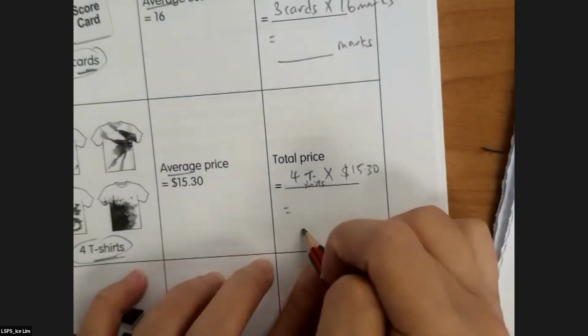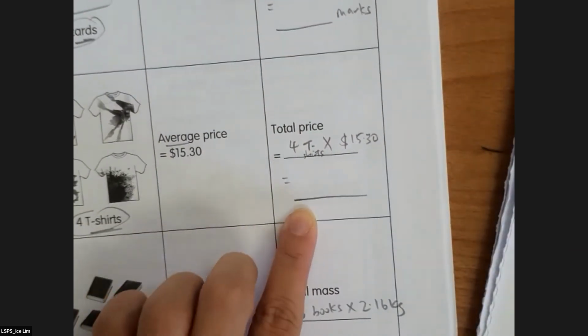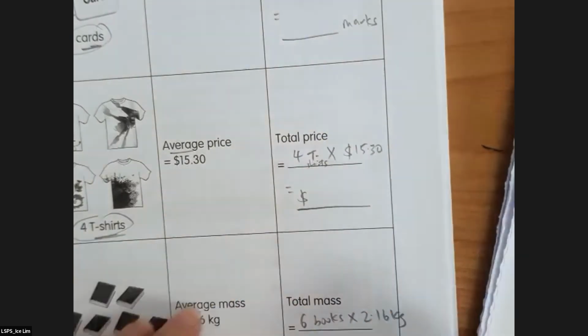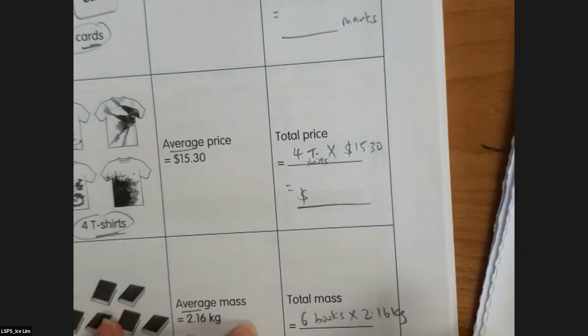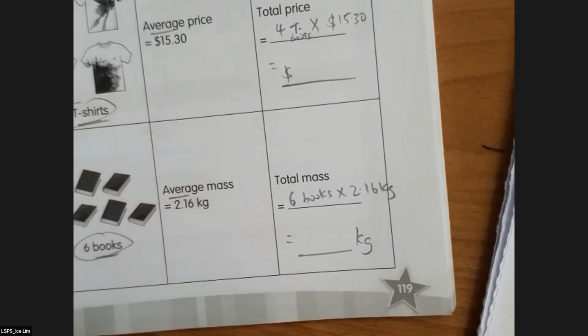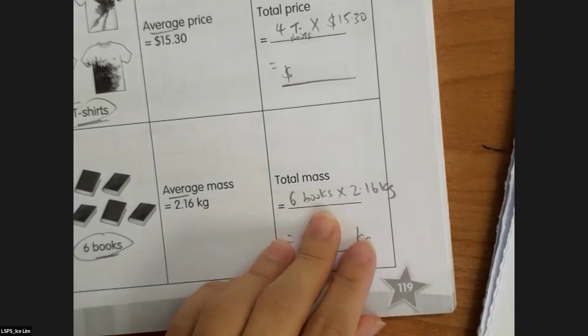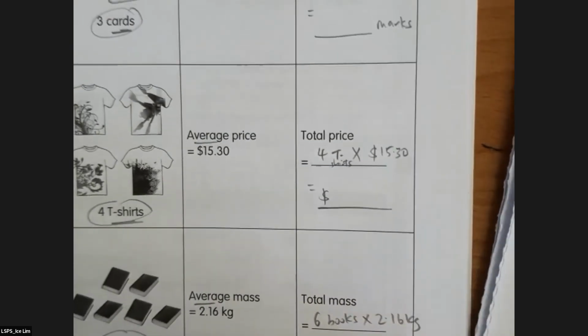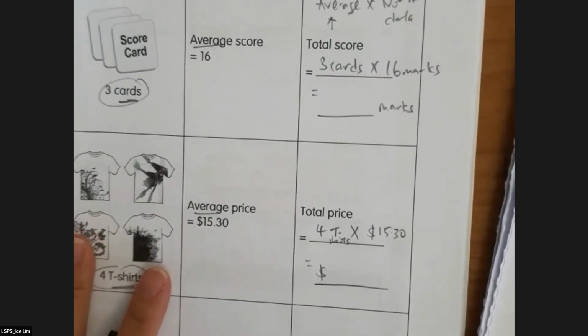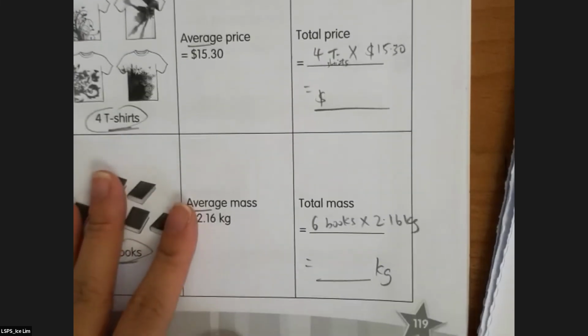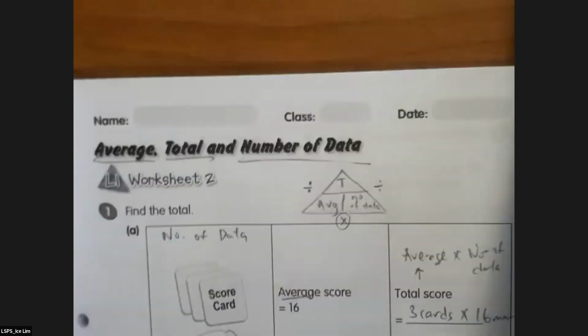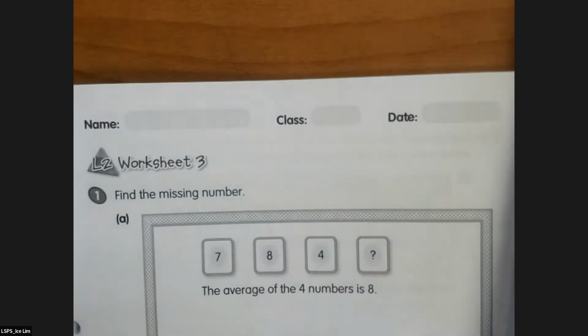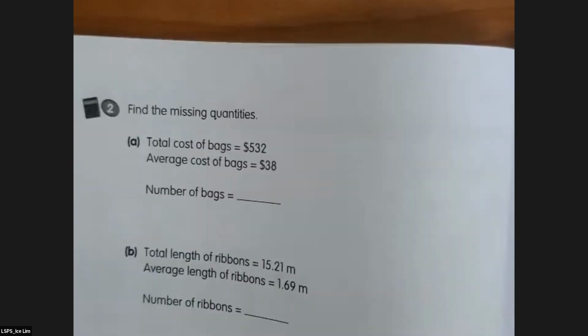How about this one? The unit is dollar sign. And then the last one here, kilograms. Okay, units will have a mark. Don't forget your units. Make it a habit from now on. It's your daily work: write in the units. Okay, so that's find the total. Then the next page, 120.